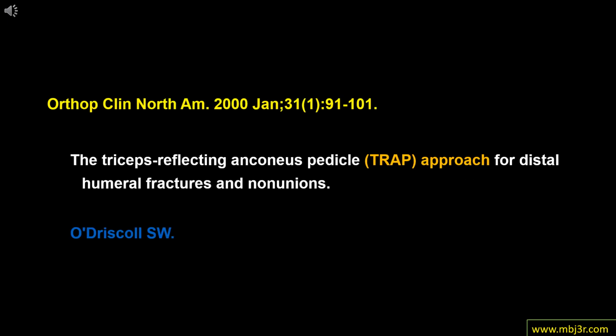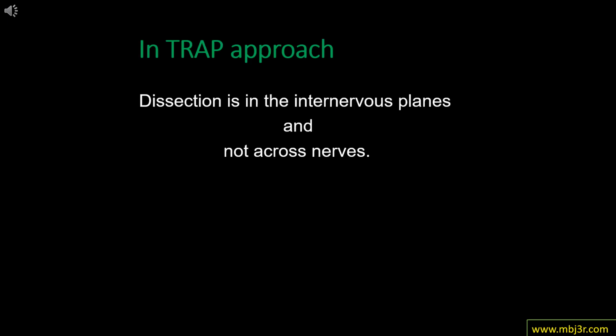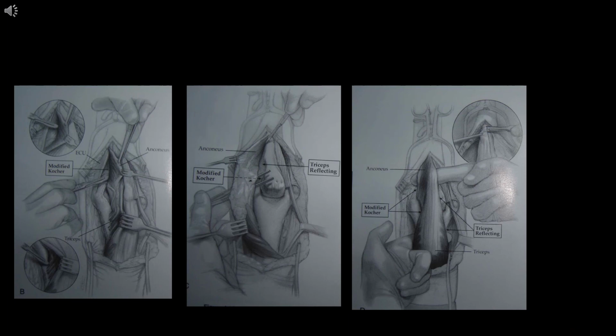In 2000, in Orthopedic Clinics of North America, there was an article on the triceps reflecting anconeus pedicle approach for distal humerus fractures and non-unions. That is the TRAP approach. The dissection in this approach is in intervervous planes and not across the nerves. In this diagram, you can see the diagrammatic representation of the TRAP approach.